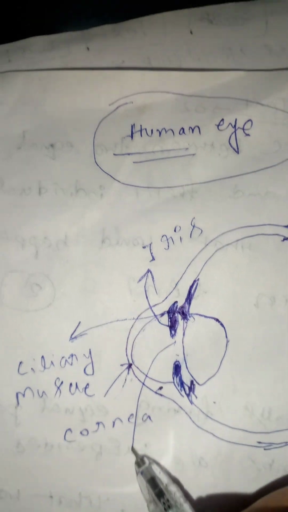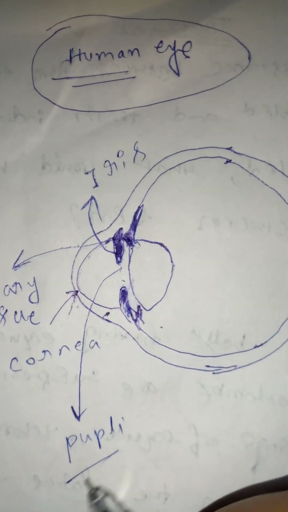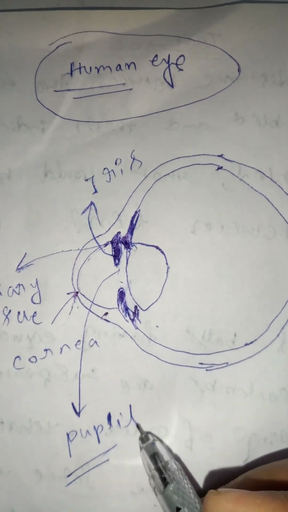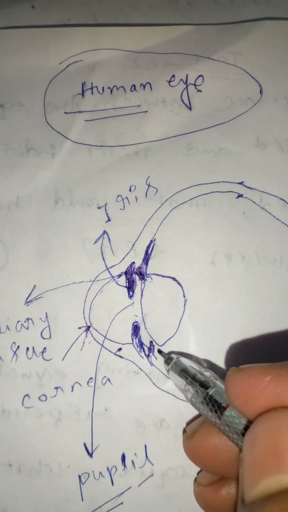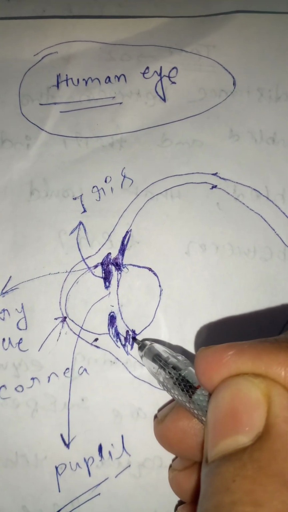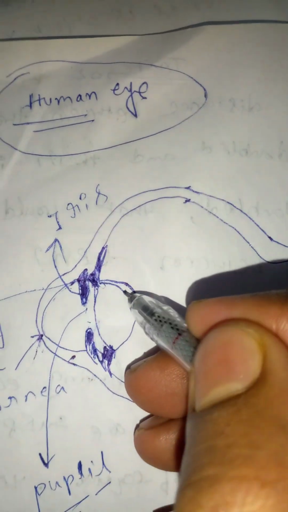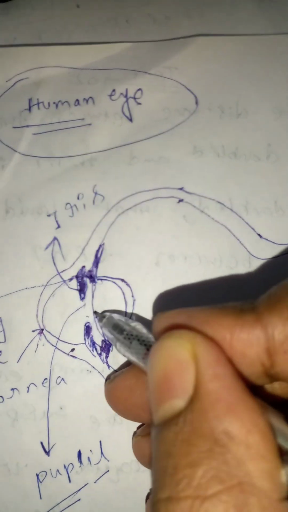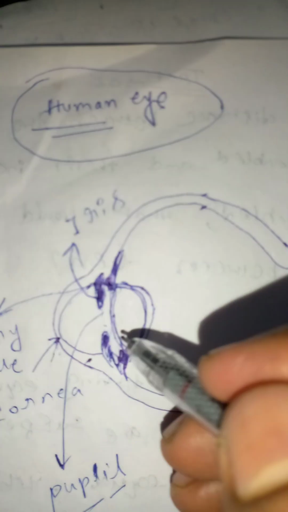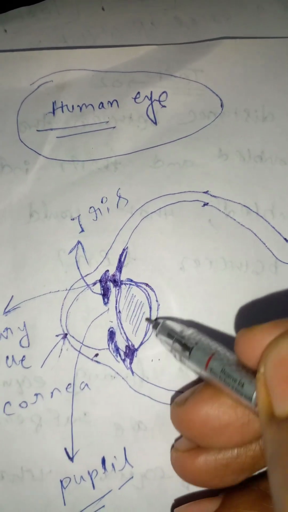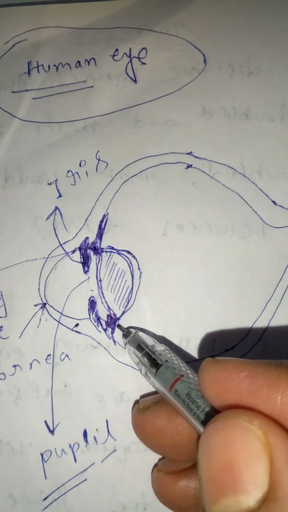This gap is known to be the pupil. And between the ciliary muscle and here it will be a suspensory ligament. Between the ciliary muscle and suspensory ligament, I'm drawing this lens properly. There will be a crystalline converging lens between the ciliary muscle and suspensory ligament. Here a suspensory ligament is there.